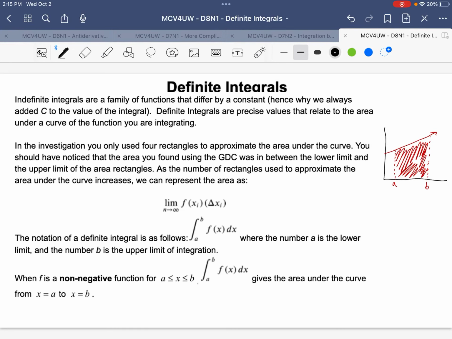All right, in today's video, we're going to be looking at something called definite integrals. Now, we've talked about indefinite integrals, which is just the general form of an integral, but now we want to start substituting values in for x. Now, why would we want to do that?